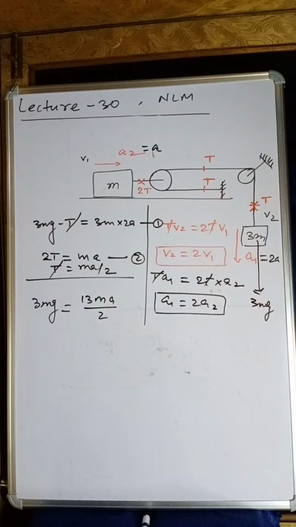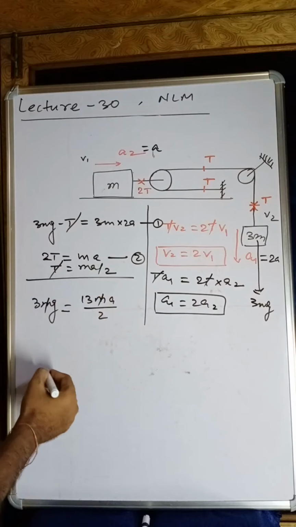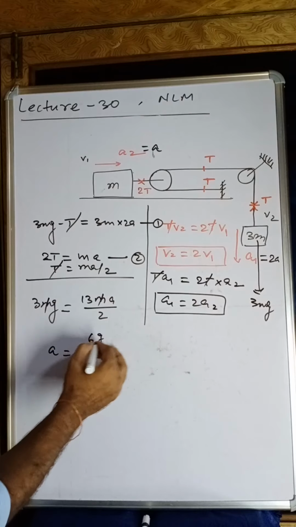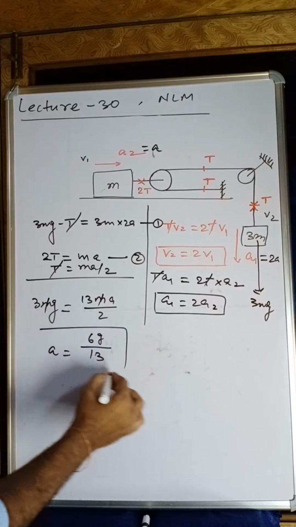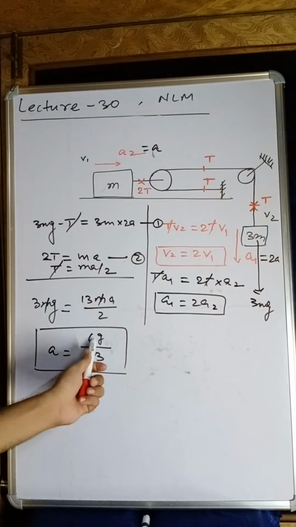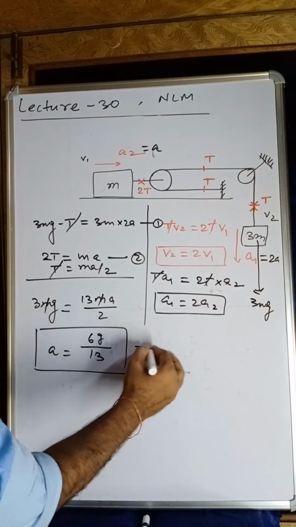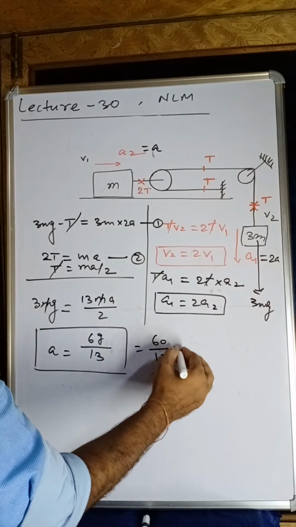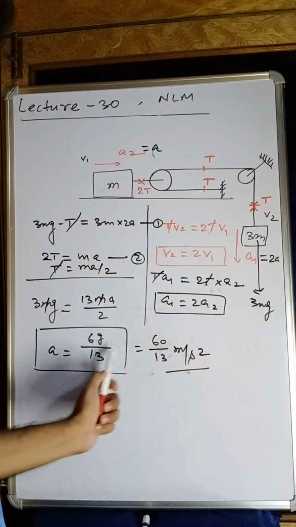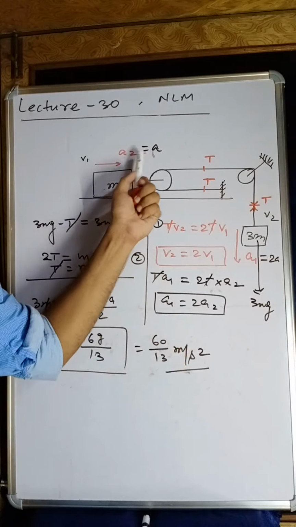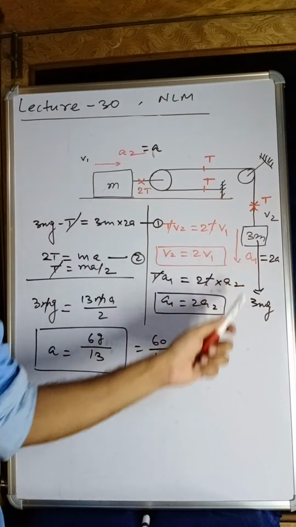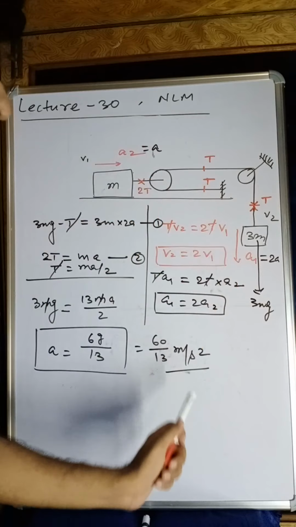Alright. So m will be cancelled out. A equals 6g over 13. Once you got the acceleration, my dear friends, if A is 6g by 13, it is 60 by 13 meter per second square. It means the acceleration of this one is 60 by 13. So the acceleration of this block will be twice the 60 by 13.